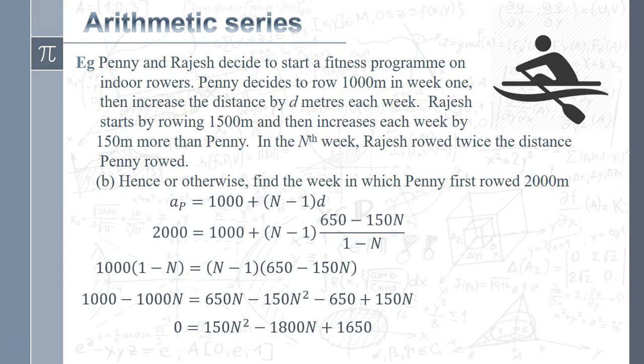Now we've got to solve a quadratic, and at this point, hopefully you're familiar with either typing a quadratic formula into a calculator or just putting it into the equation solver on your calculator. Whichever way you do it, we end up with n equals 11. So it tells us that Penny rowed 2,000 metres for the first time in the 11th week. Job done.